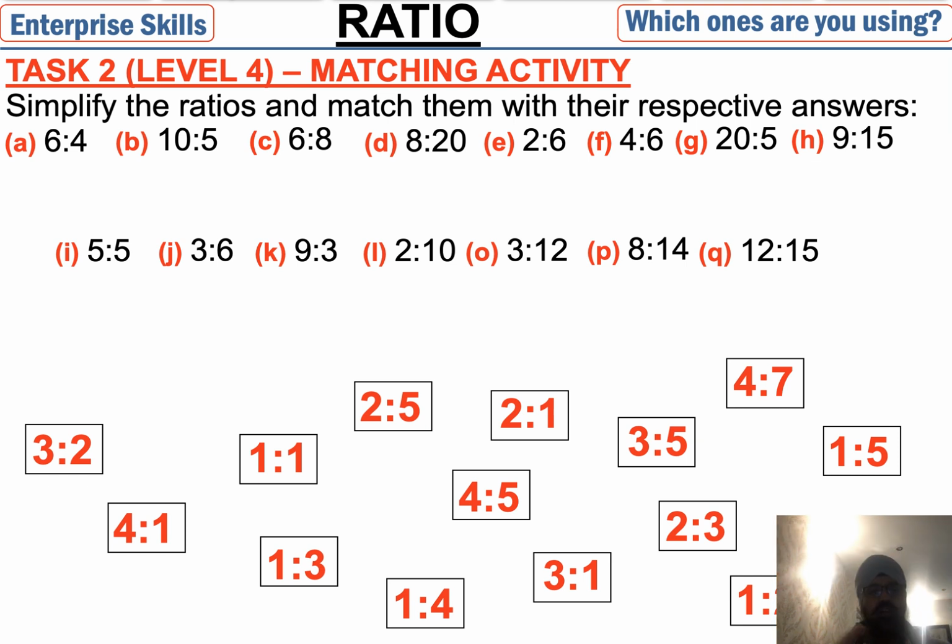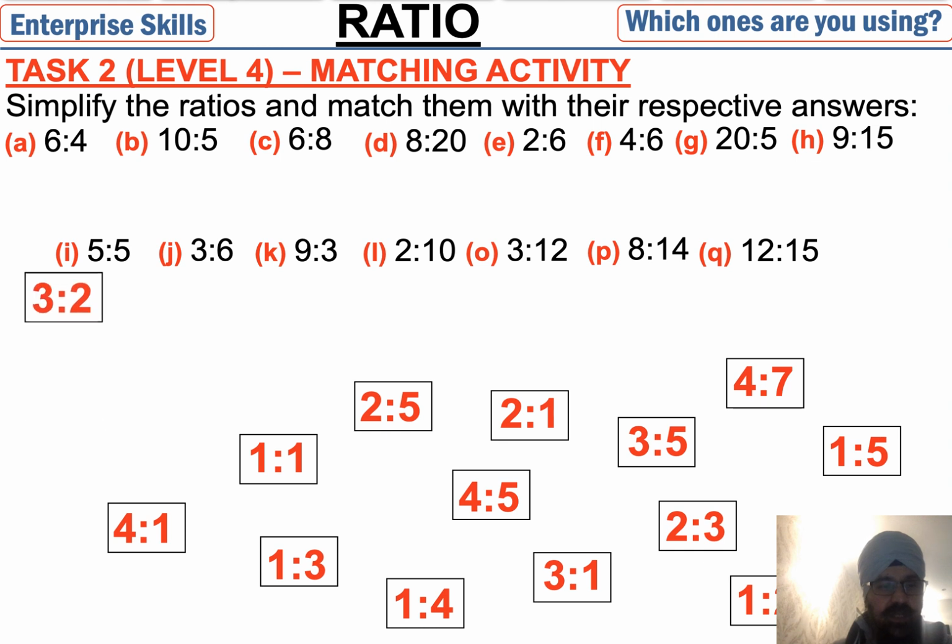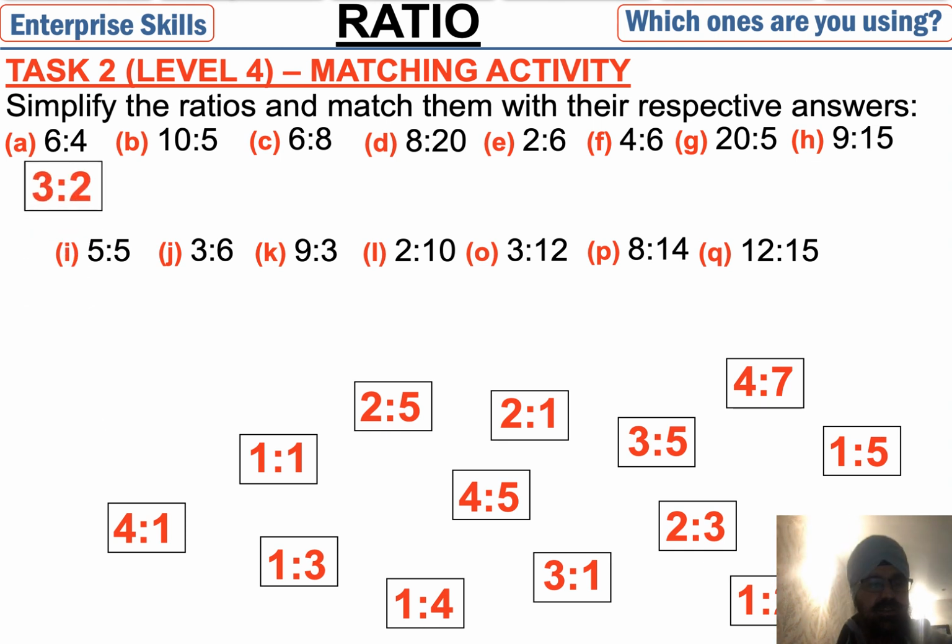Okay, so an activity for you, a matching activity. I'm going to give you a chance to simplify these ratios and match them with their respective answers. Simplifying is basically finding the common factor, a common number which goes into both of them. So 6 and 4 can be divided by 2. 2 times 3 is 6, 2 times 2 is 4. So the first one, I'll do it for you, will be 3 to 2, because 6 divided by 2 gives me 3, 4 divided by 2 gives me 2.